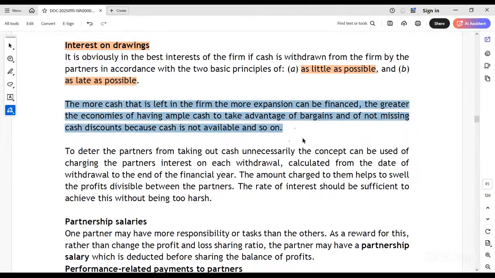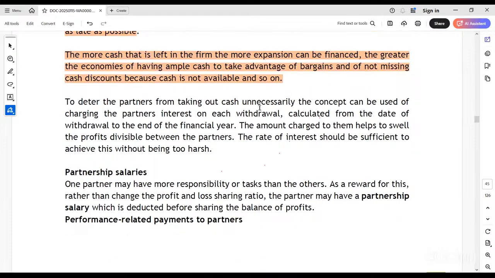If cash is there, then there are more chances of expansion and taking advantage of gains, and not missing cash discounts because cash is not available. So to make sure that we have enough cash, we have to restrict the drawings by charging interest on those drawings. To deter the partners from taking out cash unnecessarily, the concept can be used of charging the partners interest on each withdrawal. When you withdraw money, we charge you some interest.